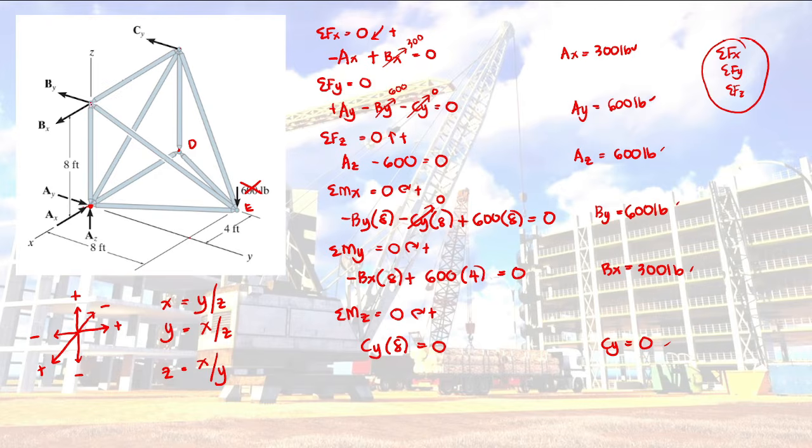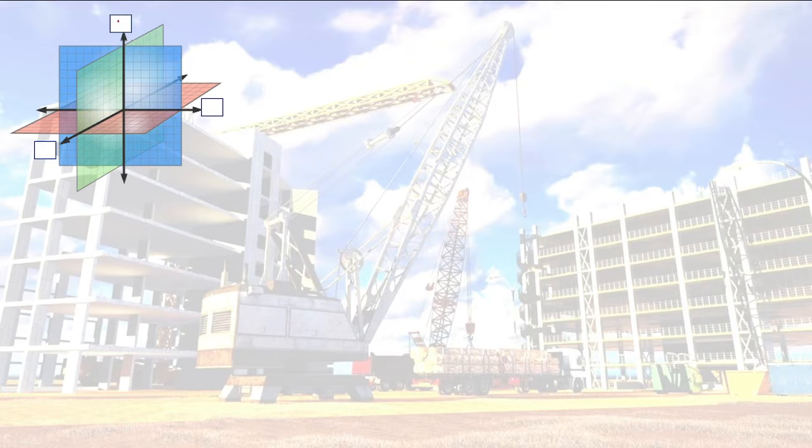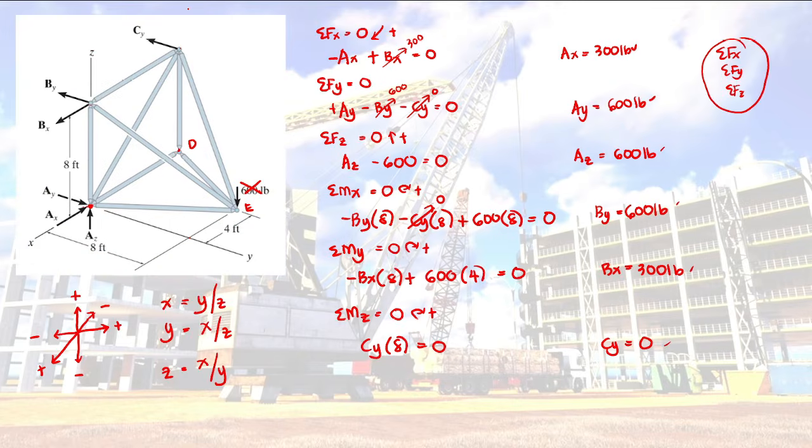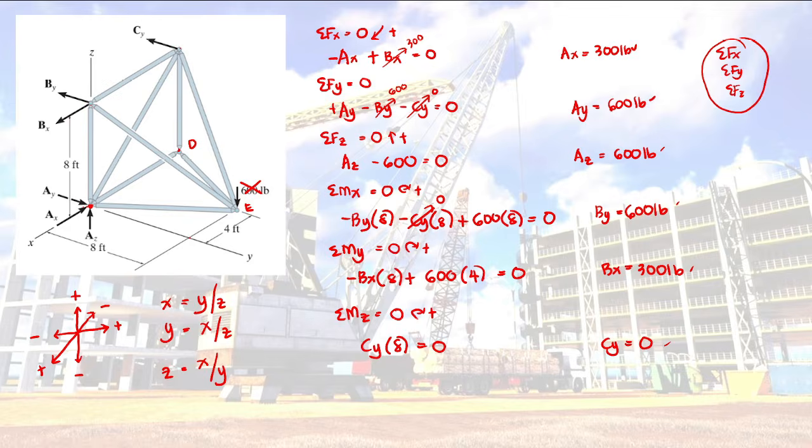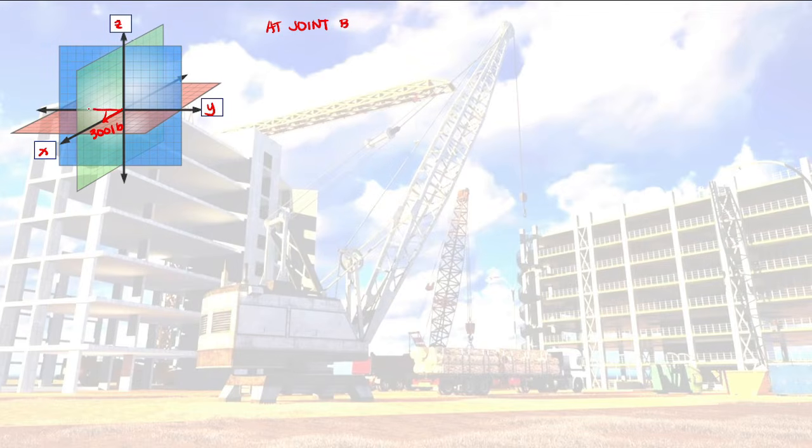We can either start at B or start at D because you have 3 unknowns. So, let's start at joint B. My axes here: this is D, this is Y, and this is X. So at joint B, we have BX, 300 pounds, going to here, 300 pounds. Then we have BY, it is 600, so going to the left, 600 pounds.